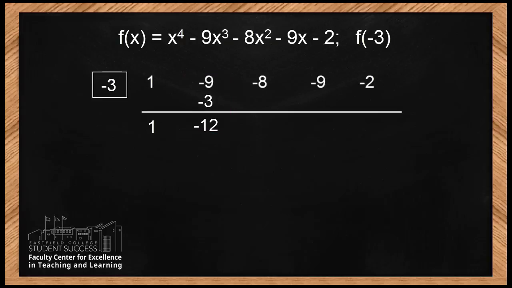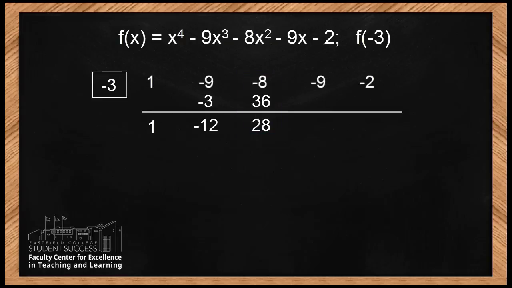Okay. The next thing, again, we're going to multiply. Let's multiply negative 12 by negative 3. Negative times negative is positive. 3 times 12 is 36. Our next step is going to be to combine negative 8 and 36. Negative 8 plus 36 will give us 28.